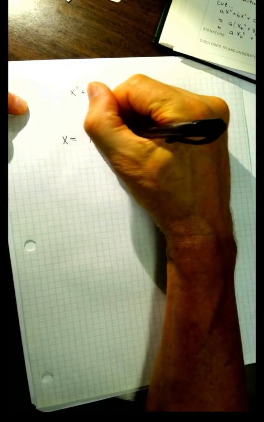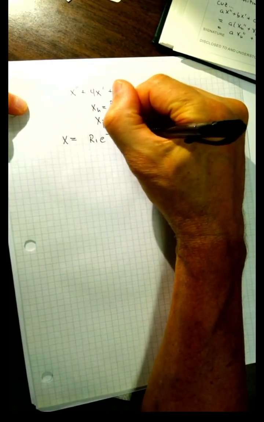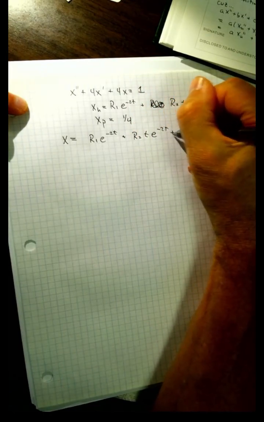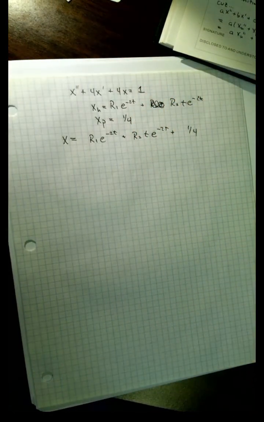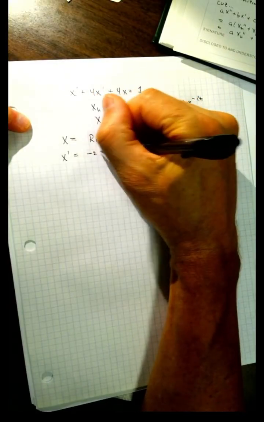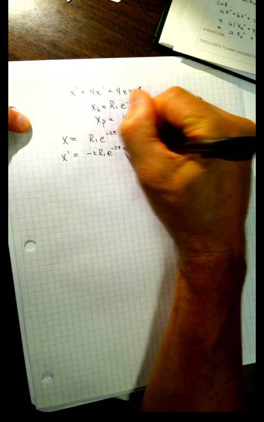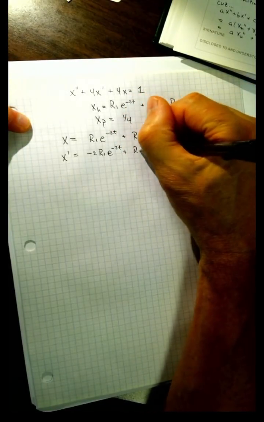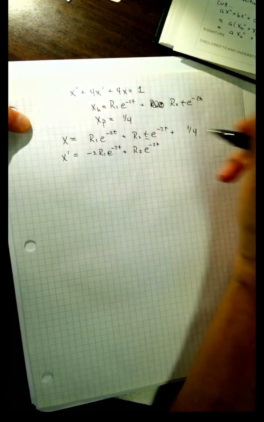So my final solution then is x equals the homogeneous, which is R1 e to the minus 2t plus R2 t e to the minus 2t, plus the particular, which gives me that. And now I'm going to do a quick check to see if this works. So if I take a derivative of this, the exponential is going to be minus 2 times R1 e to the minus 2t. Derivative of this, I'm going to use the product rule. Derivative of t is 1. So I get R2 e to the minus 2t.